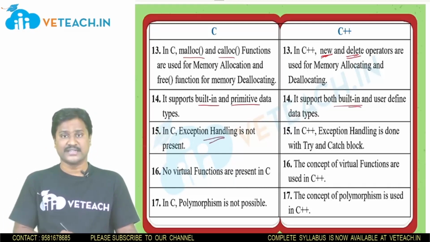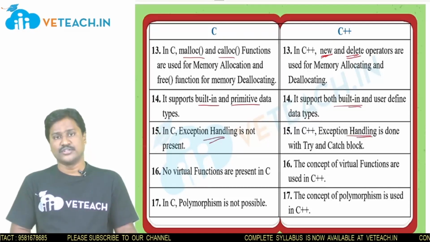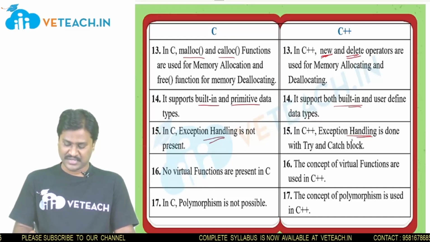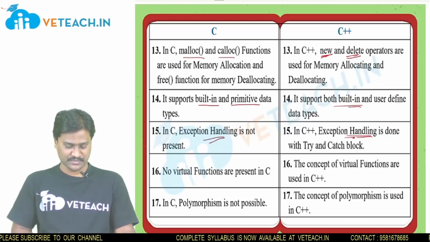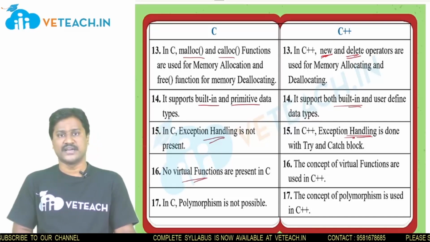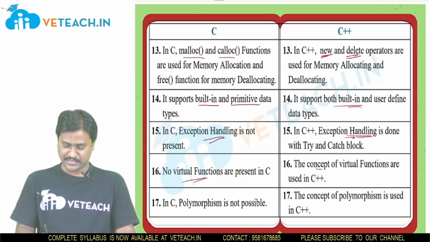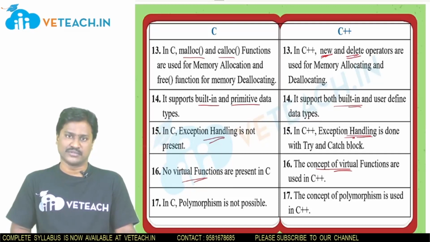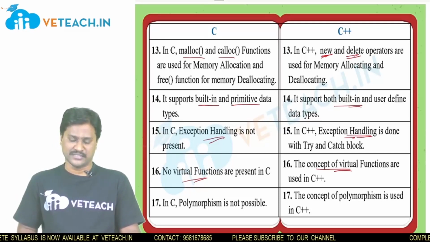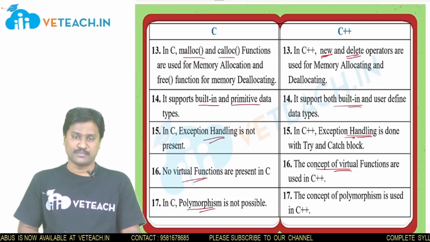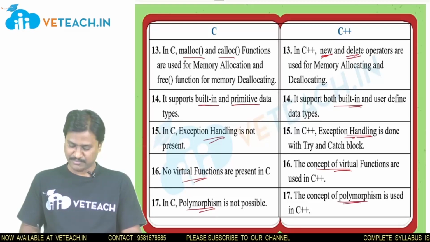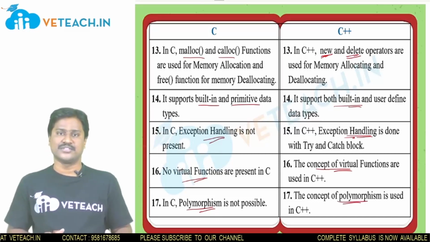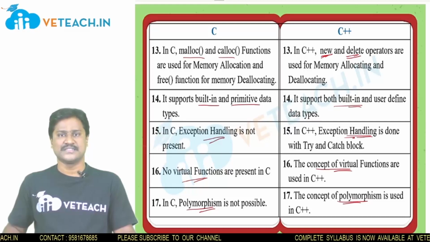Exception handling is not there in C, but it is one of the most important features added to C++ for controlling runtime errors, nothing but exceptions. There is no virtual function concept in C, but in C++ virtual functions achieve runtime polymorphism, which is also a very interesting feature added in C++. Polymorphism is not possible in C, but the concept of polymorphism can be used in C++. And these are some of the differences between C and C++.